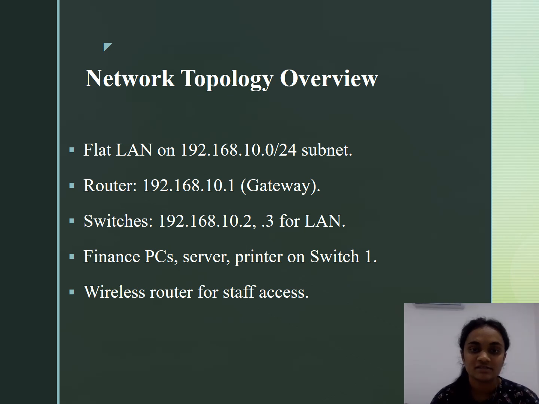Today we are going to talk about the network configuration overview. Our network uses a flat LAN with the 192.168.100.0/24 IP range. The main router is at 192.168.100.1 and switches 1, 2 and 3 connect all devices. Finance PCs, a server and a printer are on switch 1 and staff use Wi-Fi through a wireless router.